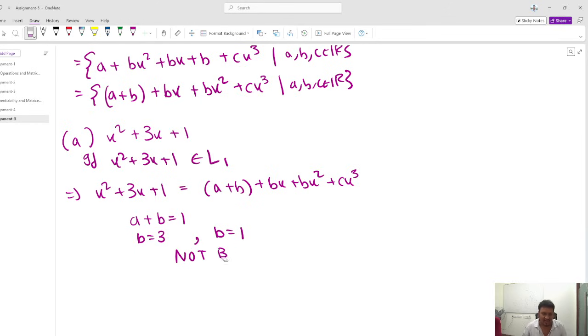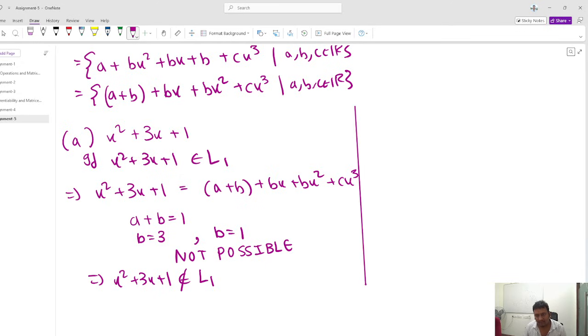Because b is an arbitrary constant, but it is fixed in a linear combination. When you take b as fixed, this is not possible. So this implies x square plus 3x plus 1 does not belong to your L1. Now let us see if it belongs to your L2. So x square plus 3x plus 1 belongs to L2, meaning x square plus 3x plus 1, you have seen how you have made it.